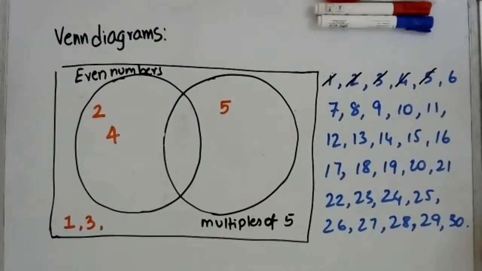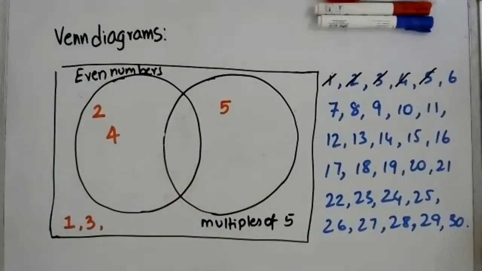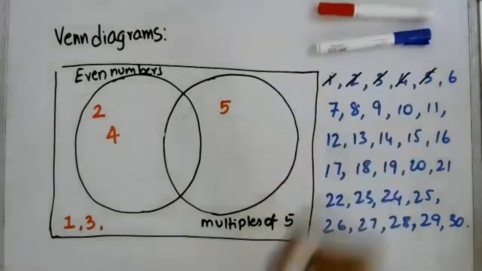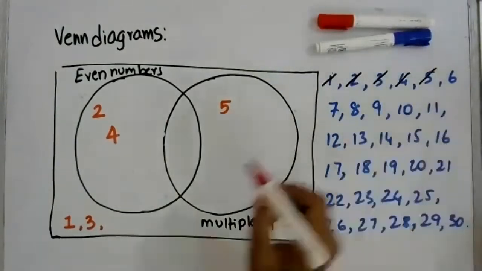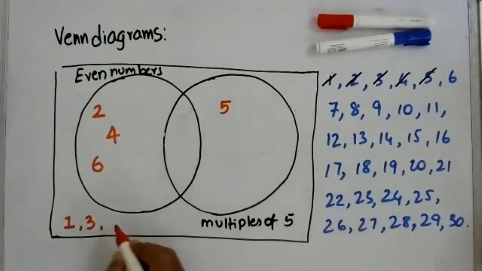So there is a question: if you proceed like this, then there are some numbers which will come under both categories. Let us say, for example, we'll proceed a little bit more. So we take 6. 6 is an even number, so I put it there. 7 is an odd number, so I put it here.